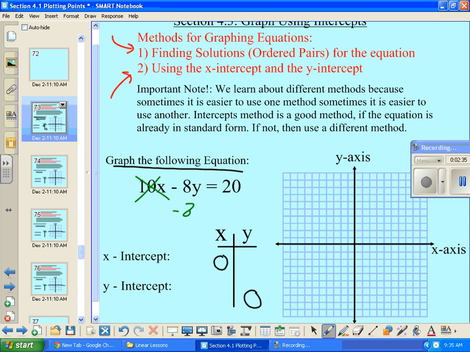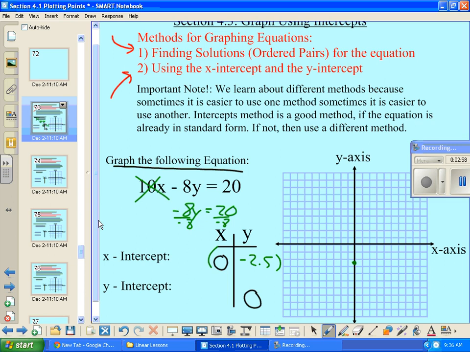And all I have left here is negative 8y equals 20. If I can solve this little one-step equation, I'm going to have the y-intercept. Divide both sides by negative 8, and I get negative 2.5 in this case. So that point right there is my y-intercept because it's along the y-axis. I go down 2 and about a half, and there's that point.